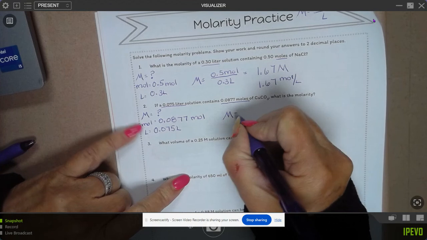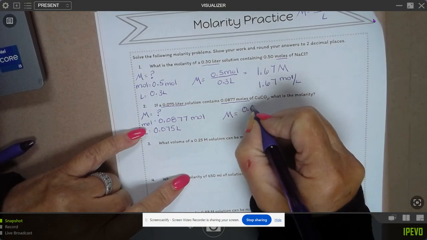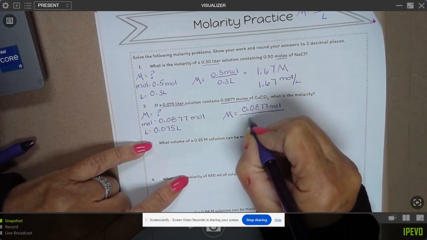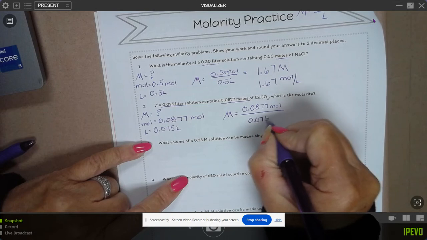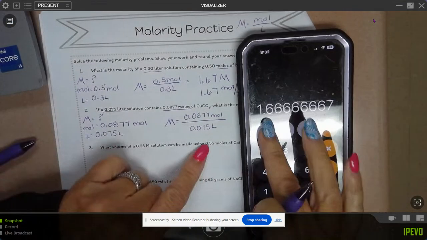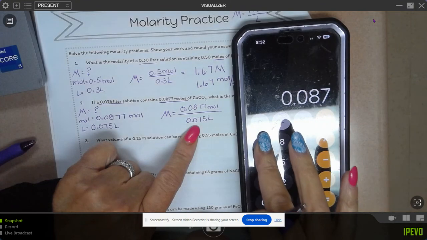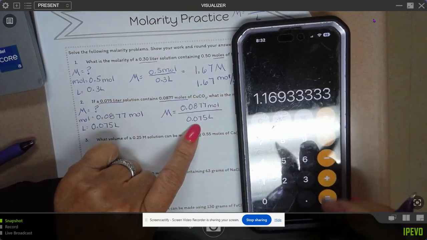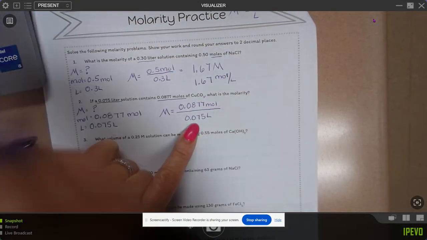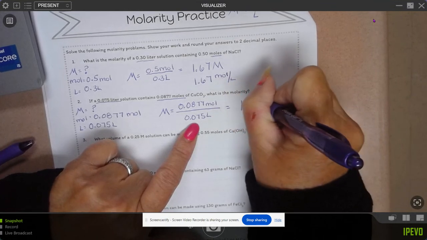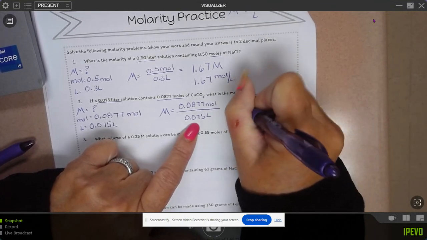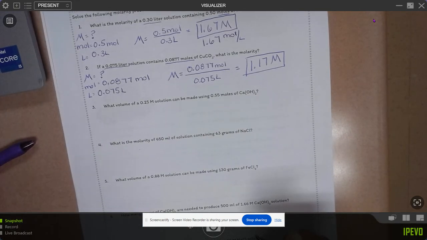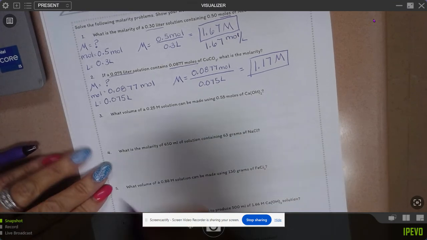All right, so the molarity is going to be 0.0877 moles over 0.075 liters. So if I plug this into my calculator, 0.0877 divided by 0.075 is, I'm going to put 1.17. All right, 1.17 molar. I'm going to put a box around my answers. All right, number 3 is a little bit different, but it's still not bad.